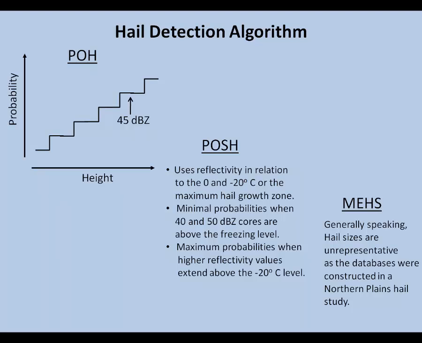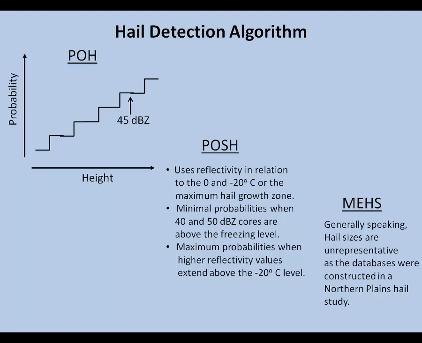So just like VIL of the day, it looks at where these cores exist. If you have a core that goes above the freezing level, it gives you a certain output on probability. If that same core gets higher, so it knows where the -20 is, as that core gets higher, the probabilities will really shoot off the charts. So you actually have some environmental information that you're able to use with POSH.